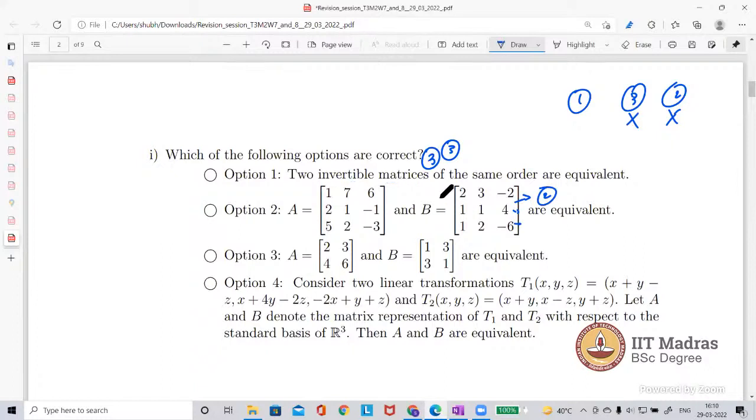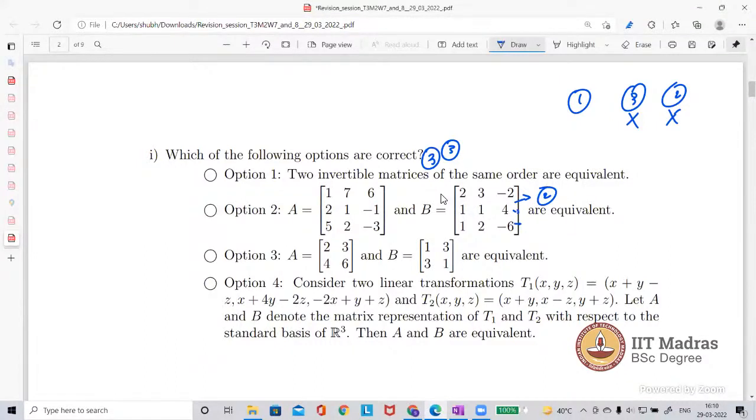Okay, so the rank of A can be obtained by changing it into row echelon form. If the determinant is not 0, then the rank is 3. If the determinant of A is not 0, then the rank of A is 3, and you can conclude that these two have different ranks. So these two are different.